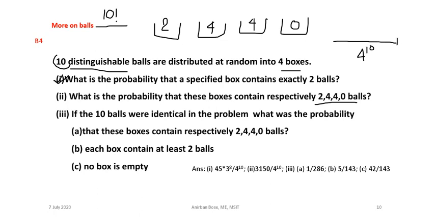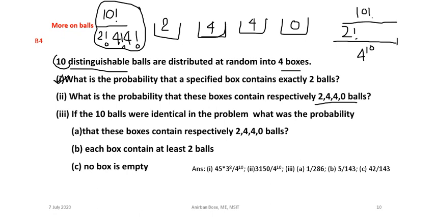Or the 4 balls that you put in a particular box, how these 4 balls are arranged among themselves is immaterial. So these arrangements you have to divide by 2 factorial, and for the 4 similarly, 4 factorial has to be divided. This is the favorable outcome corresponding to question number 2. So 4 to the power 10 will be in the denominator, and in the numerator it will be 10 factorial divided by 2 factorial into 4 factorial into 4 factorial. This will be the answer for the second part.